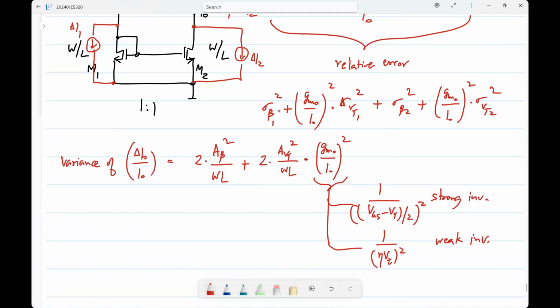Okay. In a current mirror, again, this conclusion is different for different circuits. For a current mirror, the effect of the threshold voltage mismatch will be larger in weak inversion than in strong inversion. So if mismatch is the only thing that you're after, then it is better to operate with strong inversion with as high a VGS minus VT as possible. So finally, the mismatch will be limited only by the current factor mismatch. That is not related to the operating point, right? You will always get that A beta square by WL. The variance of the current factor mismatch will always be there. But the threshold voltage mismatch is lower in strong inversion region.